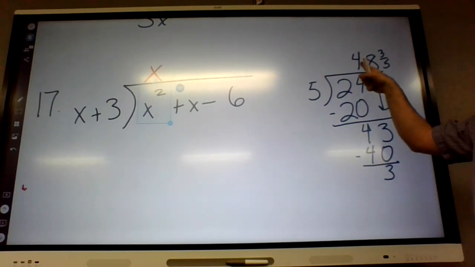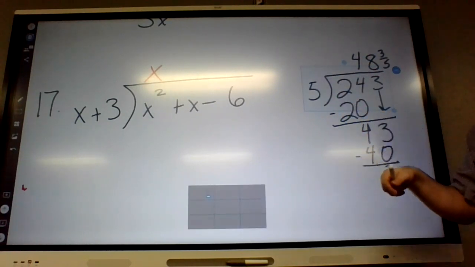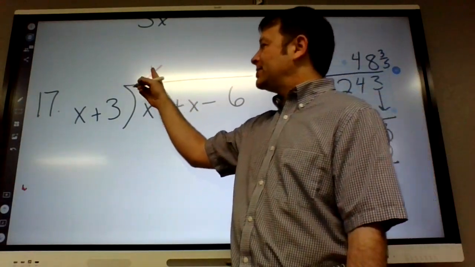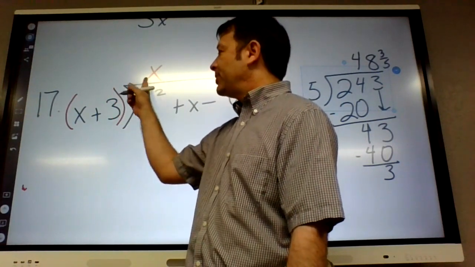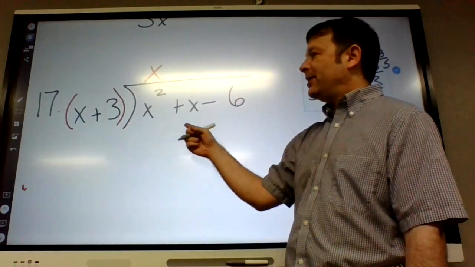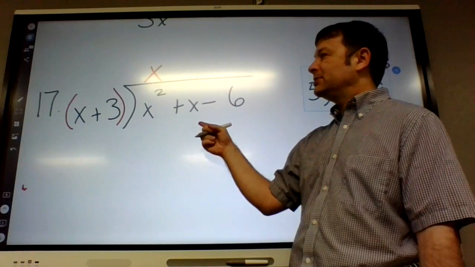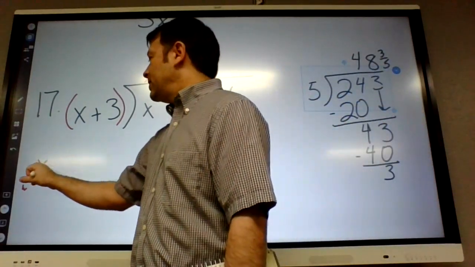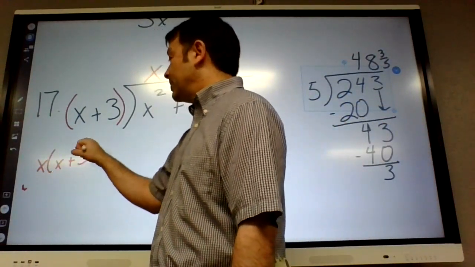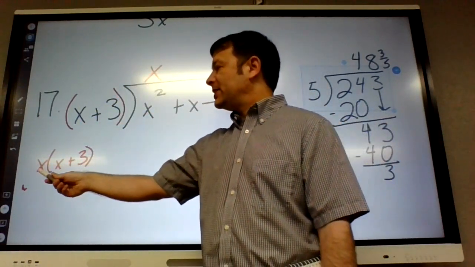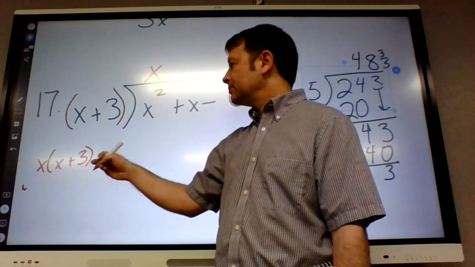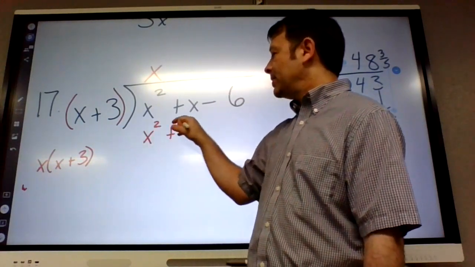Okay, after we got the 4 up here, what did we do with it? We did 4 times 5 and put it down here. So what are we going to do here? We're going to do x times x plus 3, the whole thing. We're going to put it down here and subtract it. So it's kind of like x times x plus 3. That's what we're doing right now. So what is x times x plus 3? X squared plus 3x.